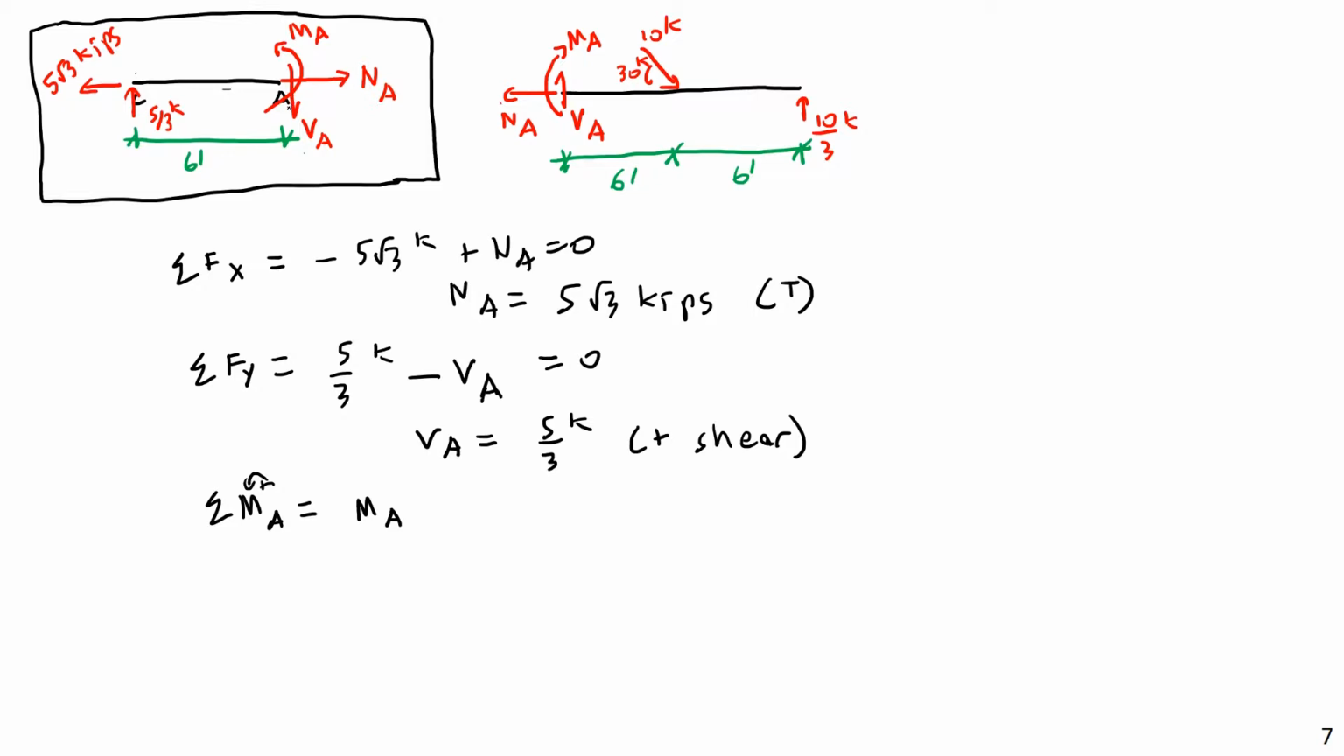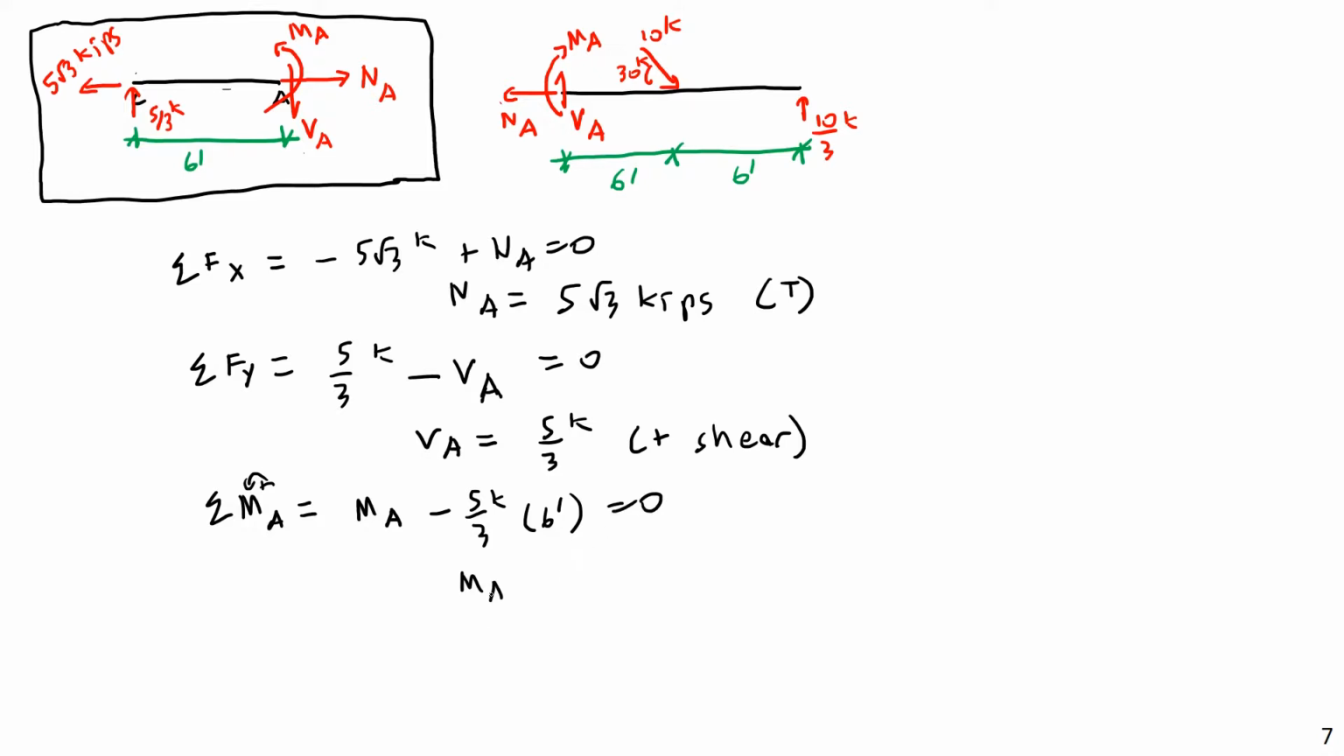The state of positive shear and positive moment depends on where things are on the beam, but when I'm doing equilibrium, all that matters is whether the arrows are up or down, or clockwise or counterclockwise. MA, and then the reaction force here and the NA do not generate any moment, so all that's left is the 5/3 kips here. And this is going to be a negative moment about point A because of clockwise rotation. So minus 5/3 kips times a moment arm length of 6 feet, and this equals 0.